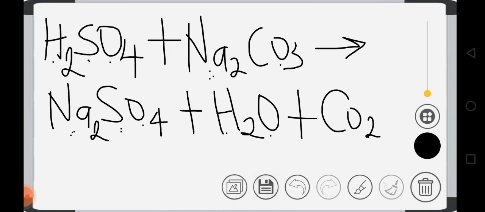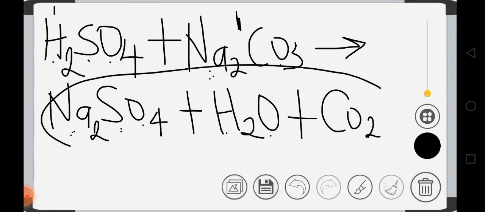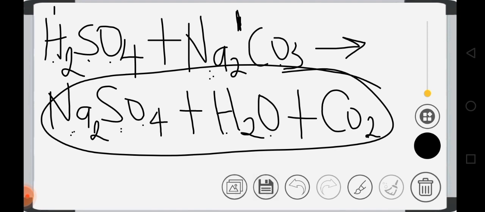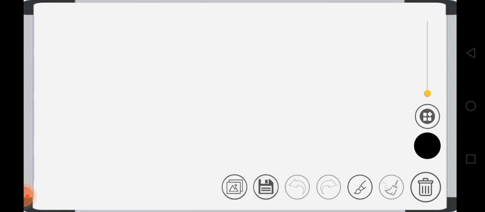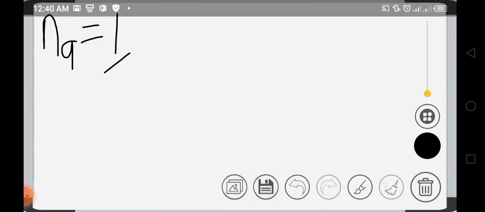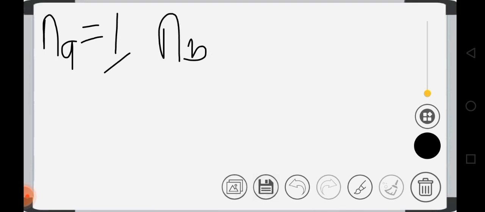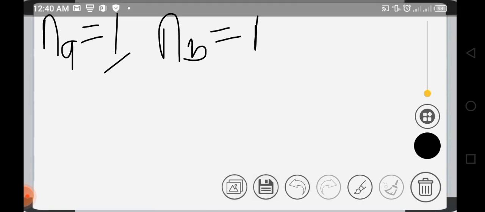So we have 1 mole of this acid to neutralize 1 mole of this base to give 1 mole of each of these components here. There are some neutralization reactions like this in which one of them will be 2 or 3 and so on, but it's just 1:1 now. So we can move on with this. The number of moles of acid is 1. The number of moles of base from that reaction is also 1.